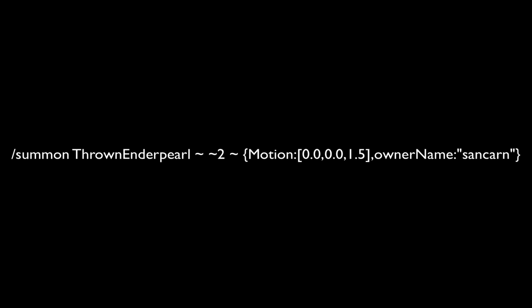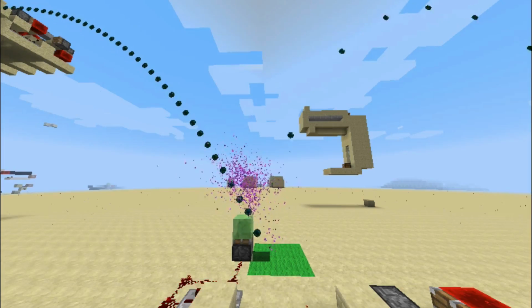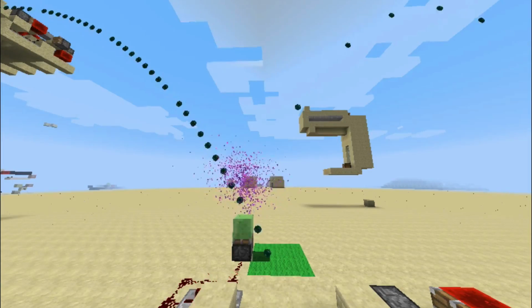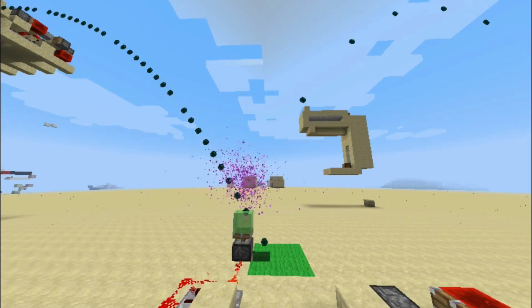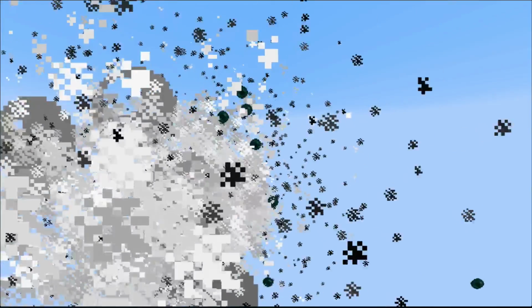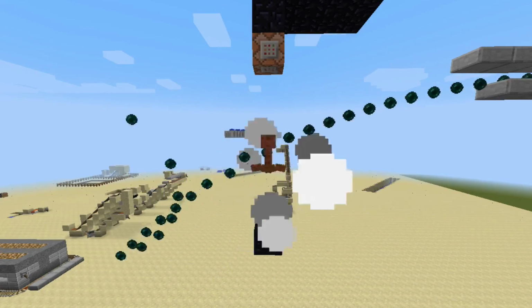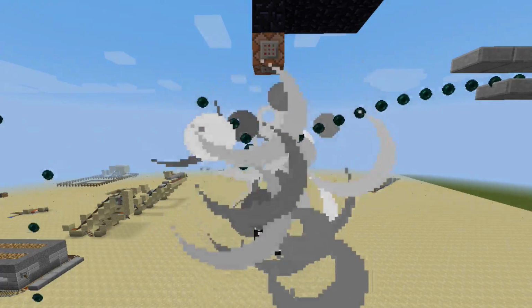Enderpearls are thrown out at roughly 15 meters per second. We can imitate a thrown enderpearl with the following command. Take note of the motion vector of 1.5 here, and then the owner of the enderpearl here. Enderpearls can be launched in any direction by using slime blocks and explosions. This counts for all explosions: TNT explosions, ghast explosions, wither explosions, and creeper explosions.